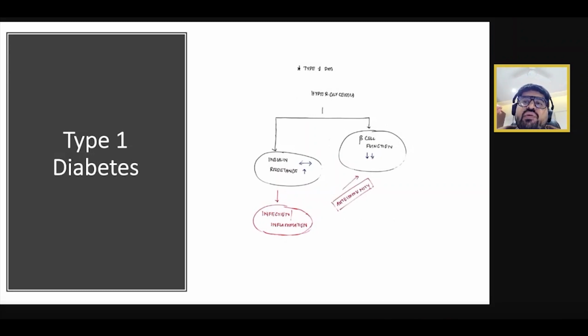Always remember this point. This is an important pearl to remember: infection or inflammation often leads to insulin resistance. This is very, very important. This is a key fundamental.